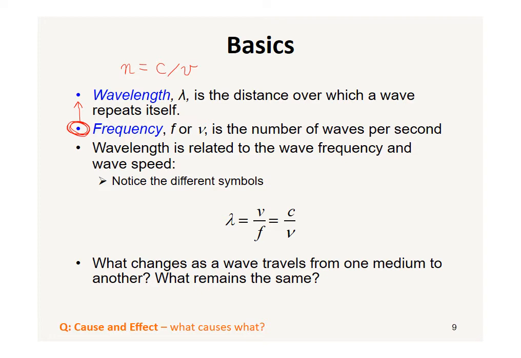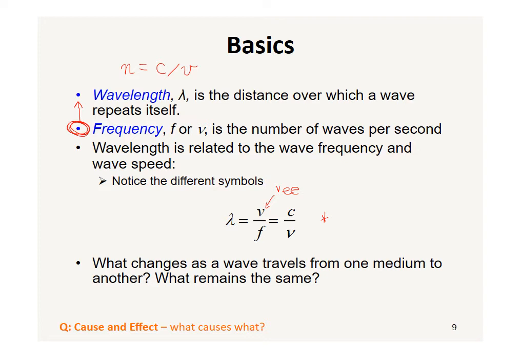So as a reminder, we have this equation here where the wavelength of the wave is given by v, the speed, divided by the frequency.